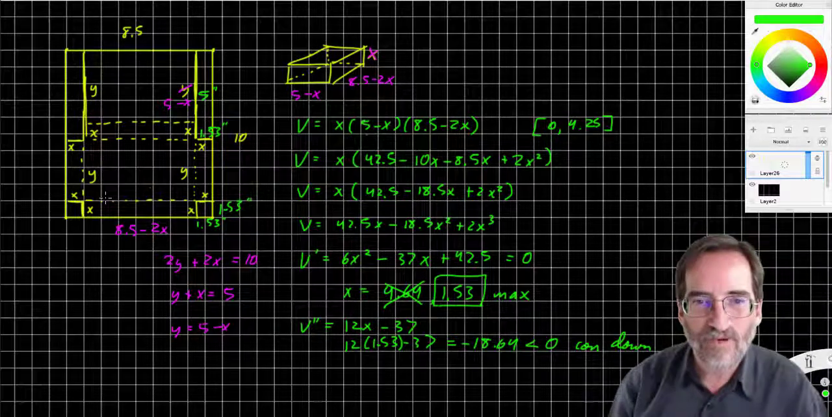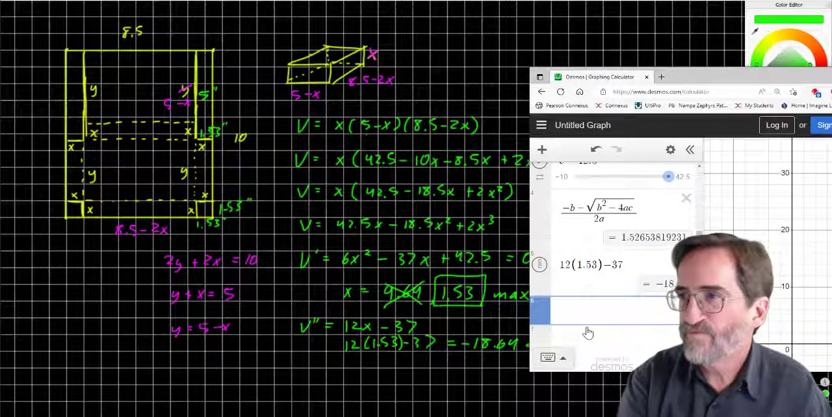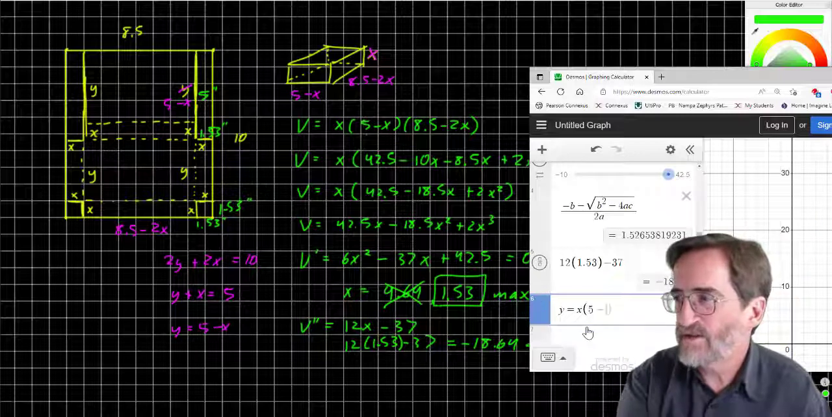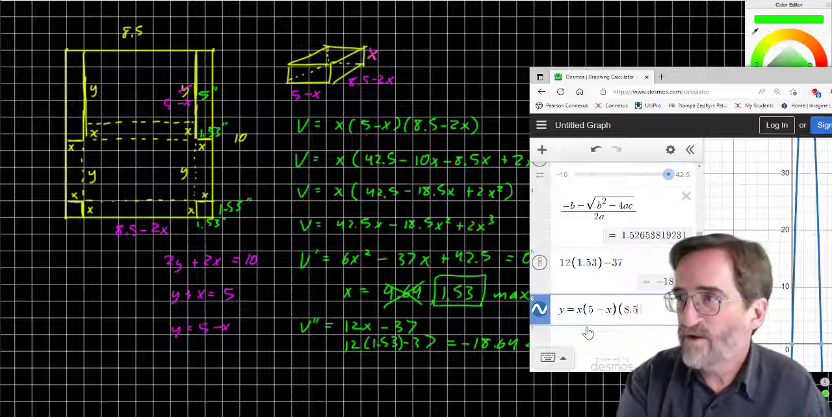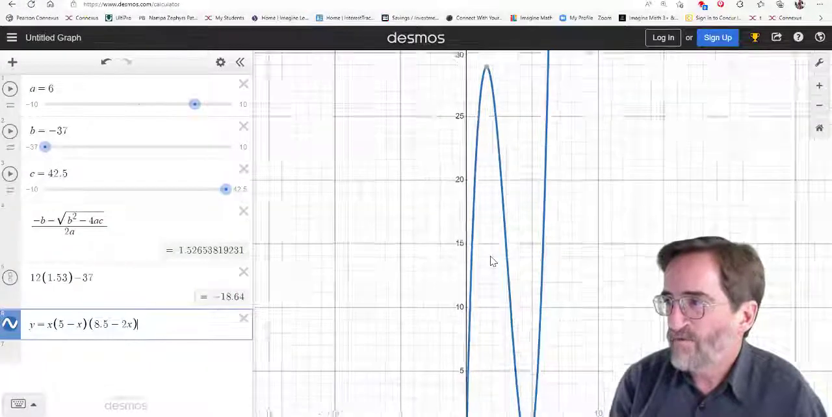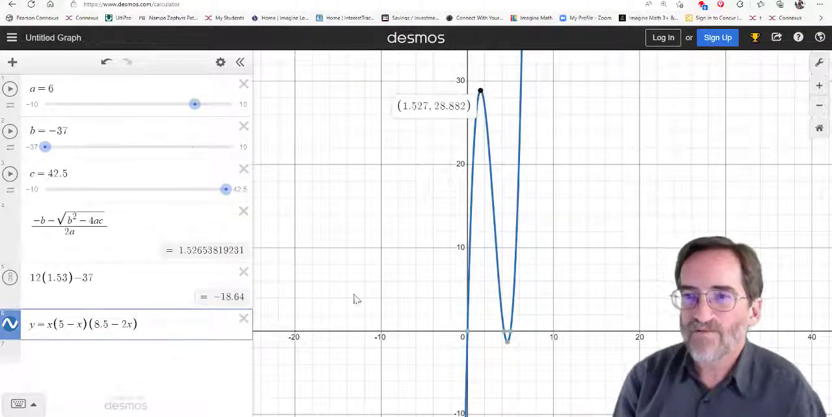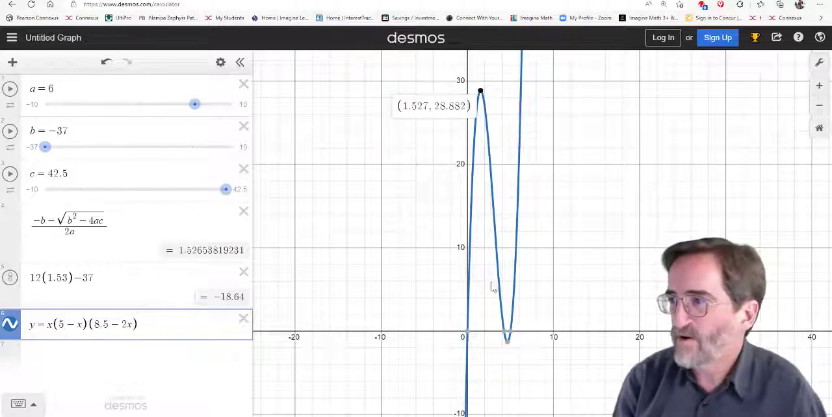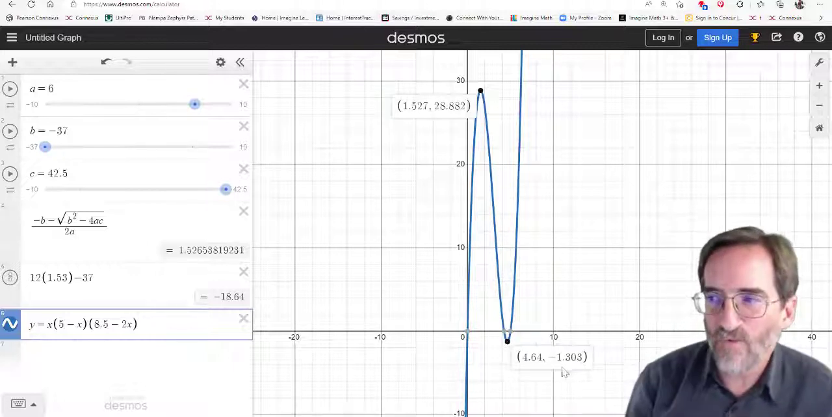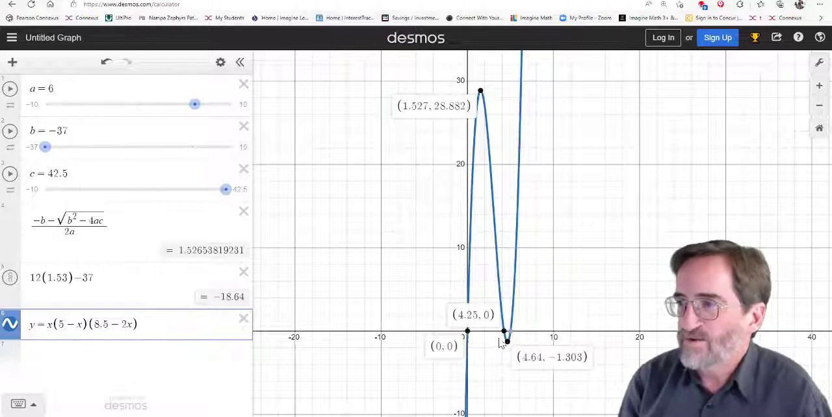We can test or verify this result by graphing the original volume formula. So the volume is x times 5 minus x times 8.5 minus 2x. And I'm interested in viewing this right here, 1.527. That does match our peak value. Notice what happens down here at 4.64, as we get a volume of negative 1.303, which is also another critical value, but it's outside the range. So the domain is from 0 to 4.25.